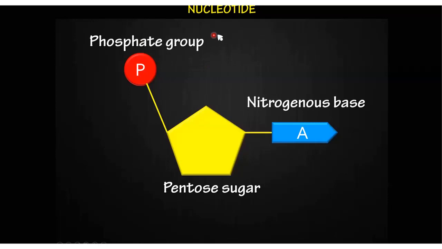If you are drawing a nucleotide, use a different color. Start with a circle to represent phosphate group, extend one line down, use that line to form a pentose sugar, and from here form a nitrogenous base. Someone asked me earlier what is A, I'll explain later. Okay, so that is how a nucleotide looks like.